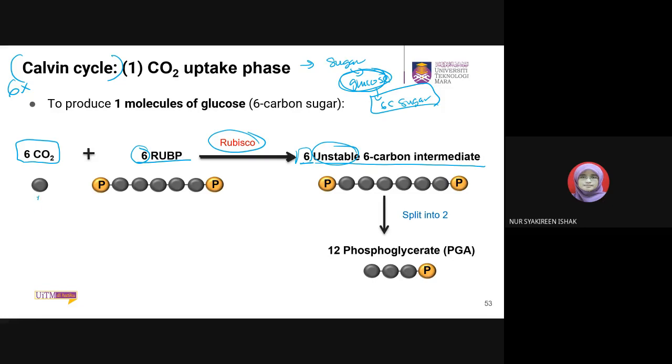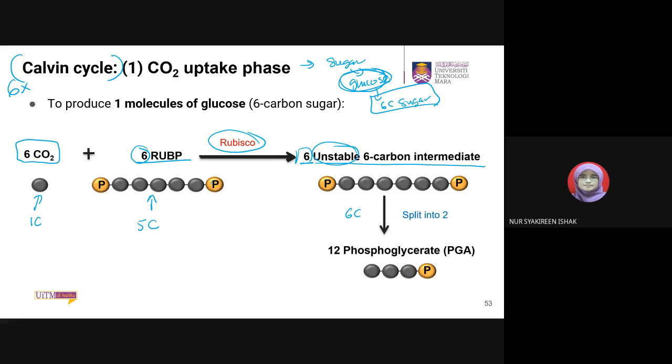Sebab, okay, awak tengok bermula kat sini. Yang kelabu circle tu adalah dia represent carbon atom. So 1 carbon atom from carbon dioxide combined with 5 carbon from RUBP. Okay, so dia akan form a 6 carbon compound. Okay, a 6 carbon compound.